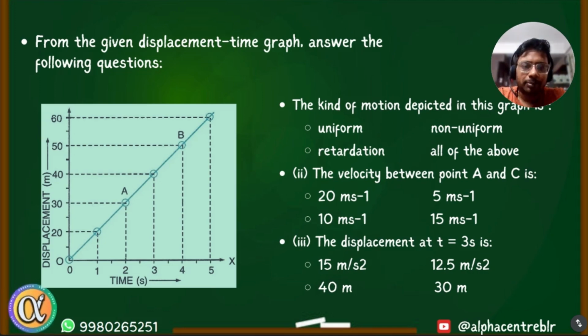From the displacement-time graph, answer the following question. The kind of motion depicted in the graph is, what kind of motion is it? Is it a uniform motion? Is it a non-uniform motion? Is it a retarded motion? Or is it all of the above? Look at the graph and try to help me understand. What is your opinion on this? What kind of motion is being depicted by the displacement-time graph?